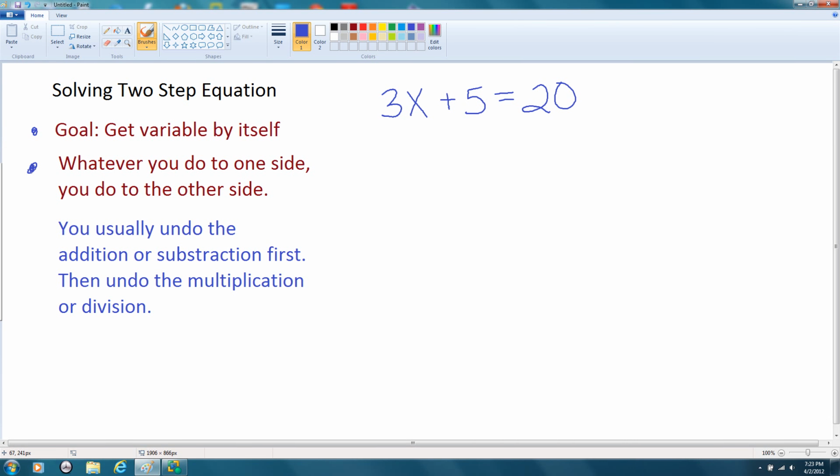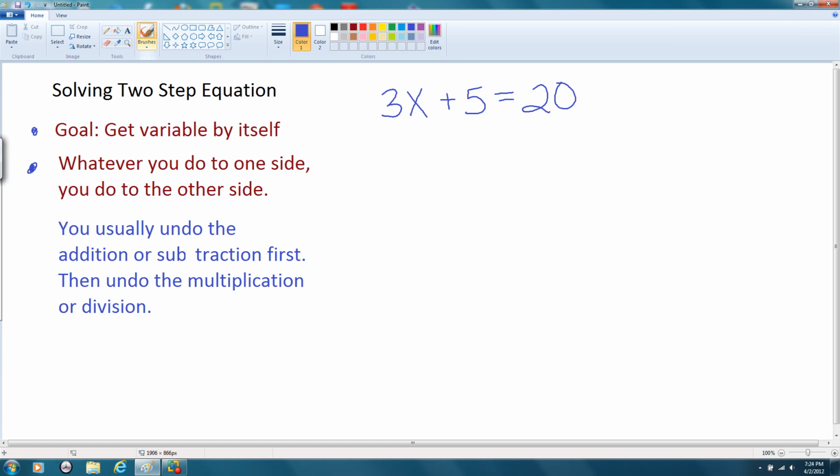Now, in two-step equations like this, you usually do the addition or subtraction first, which I have messed up the spelling of, but we will get rid of that. You usually do the addition or subtraction first, and then you undo the multiplication or division. So looking at this, I have 3x plus 5 is equal to 20. I want to undo the addition first, so I want to undo this plus 5. So what I'm going to do is get rid of that plus 5.